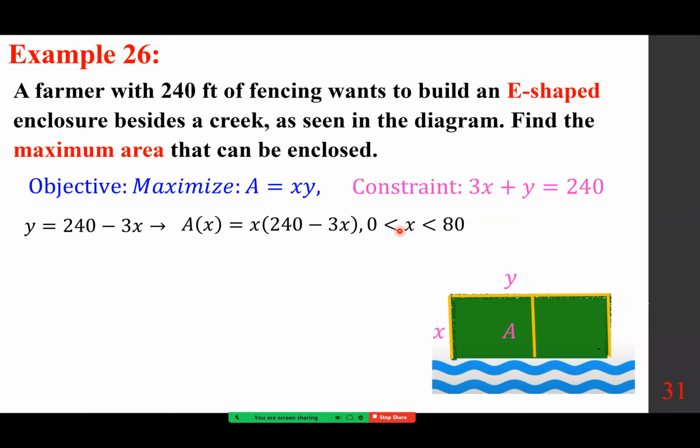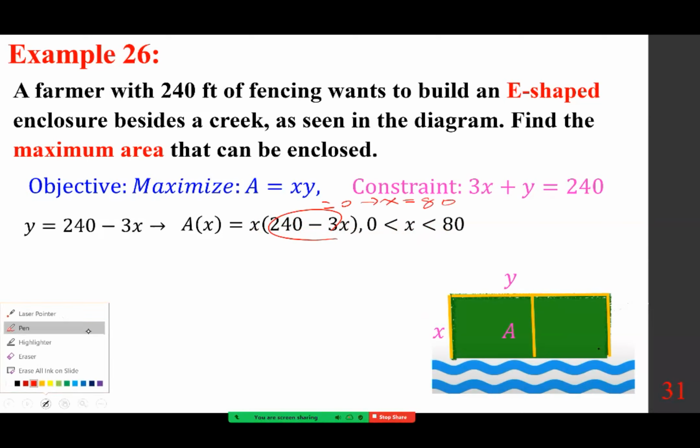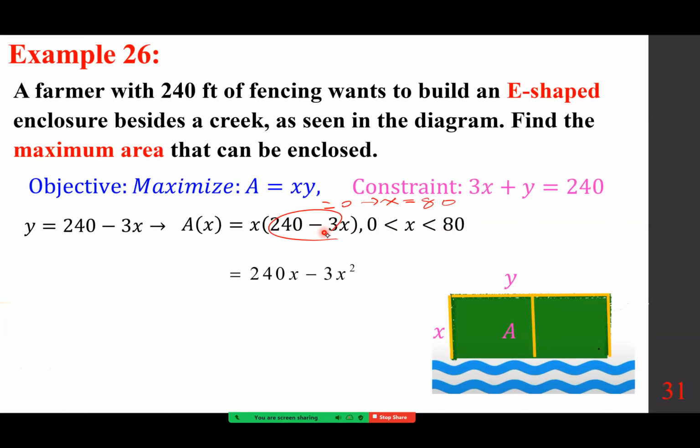Now X is between 0 and 80. X is a dimension, must be positive. X is less than 80. If you set this equal to 0, you get 80. If you choose X to be larger than 80, this becomes negative, so it can't be. The area becomes negative. So distribute for the sake of the next step, which is differentiation, and A prime of X becomes 240 minus 6X. You set it equal to 0 and you get 40.